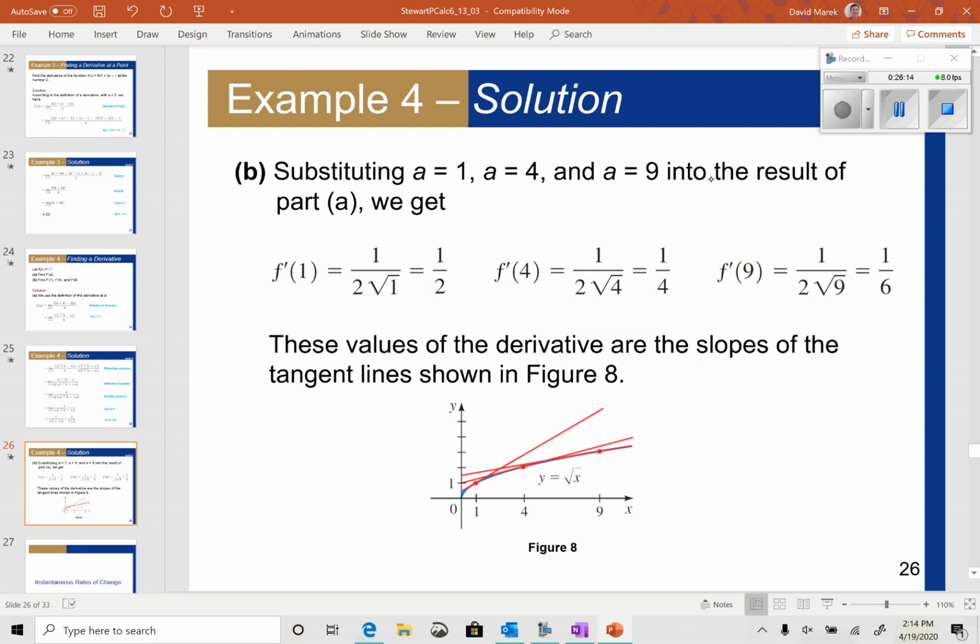So much easier. F prime of 1, well, square root of 1 is 1. 1 times 2 is 2, so that is 1/2. F prime of 4, that's 1/4. F prime of 9, that's 1/6.